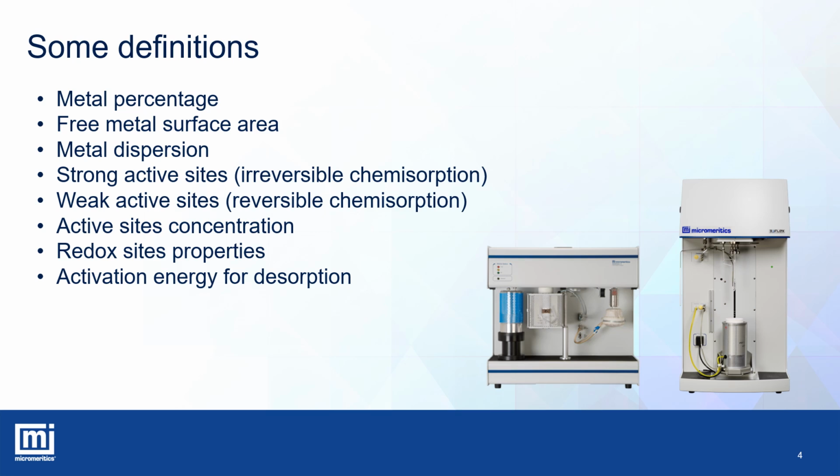Active site concentration usually refers to the number of acid or base sites physically free to react. Redox sites properties indicate the reducibility or oxidation properties of a catalyst. These are bulk properties that can be evaluated usually at high temperatures. And finally, activation energy for desorption represents the binding energy of a probe gas molecule with the active site.